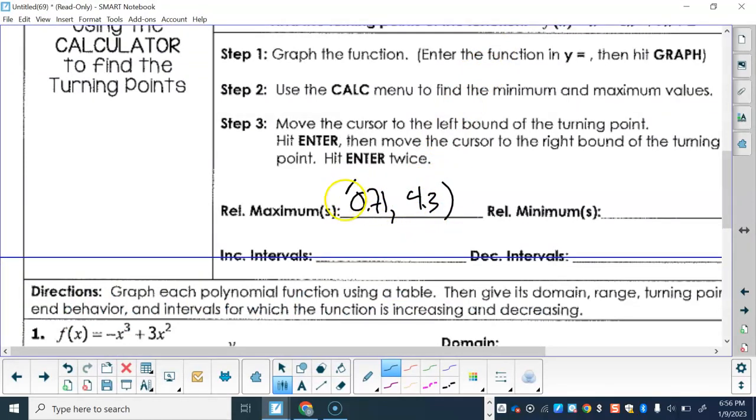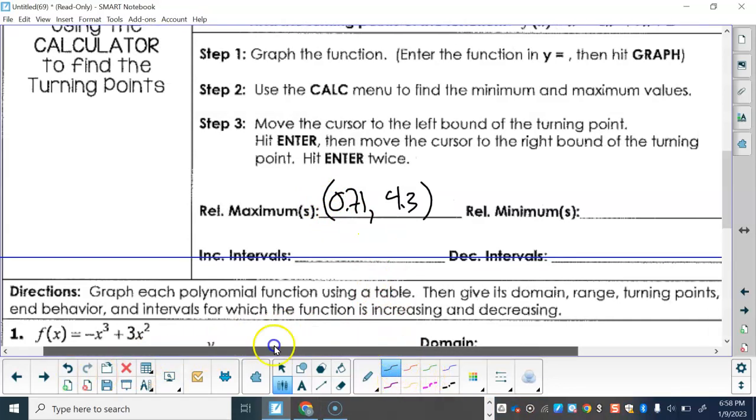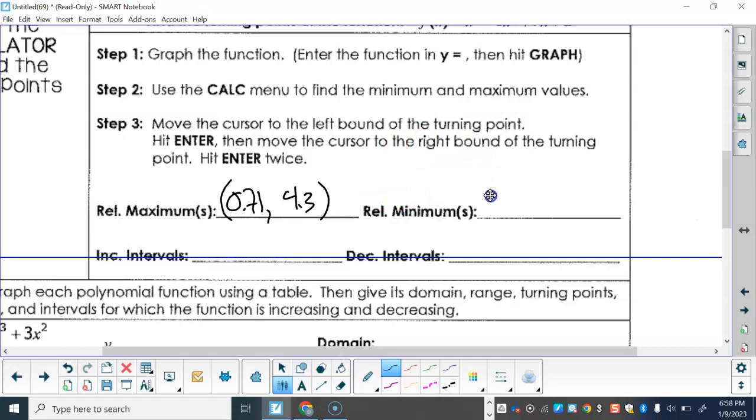Okay. And then you have a relative minimum at 3.3, comma, negative 4.3. And that's what that minimum is.